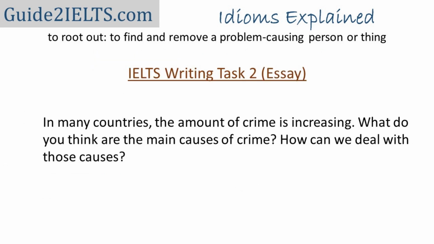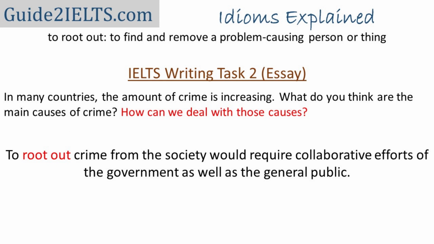As for writing, let's take an example of this essay about increasing crime. There are 2 questions in this essay. So my first paragraph would be the introduction, my second paragraph would answer the first question, and my third paragraph, in which I'd be answering the second question, I could begin with, to root out crime from the society would require collaborative efforts of the government as well as the general public. So what I'm saying is, to completely eradicate crime or to completely remove crime from the society, government and people need to work together.